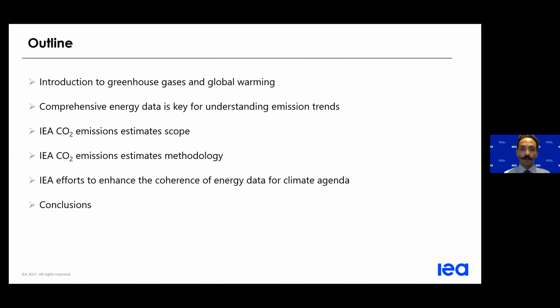We'll have a look at why energy data is key for understanding the emission trends and tackling our climate issues. Then we'll have a look at the scope covered by the IEA CO2 emission estimates, and the methodology used here at the agency to estimate CO2 emissions. And finally, we'll briefly look at some of the efforts here at the Energy Data Centre to enhance the coherence of energy data for a climate agenda.